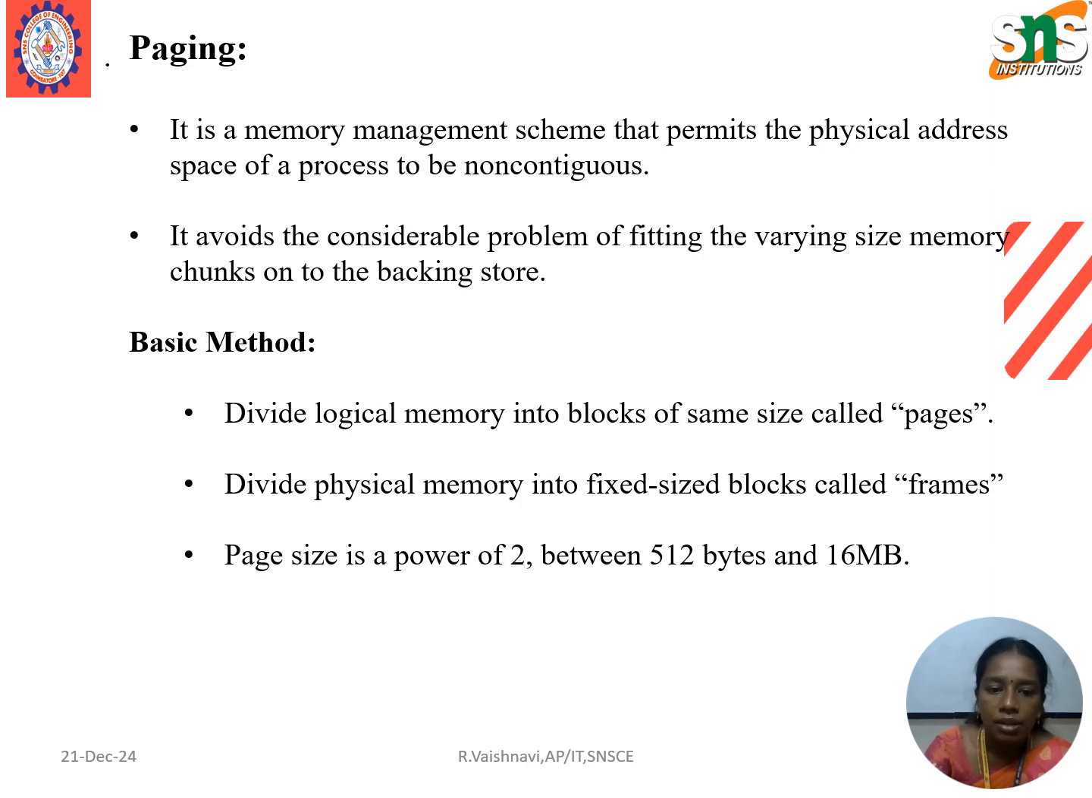Next one, the basic method. Here we define pages and frames. Pages: it divides the logical memory into blocks of the same size called pages. Next one is frames: that is, dividing the physical memory into fixed-size blocks called frames. The page size is a power of 2 between 512 bytes and 16 MB.